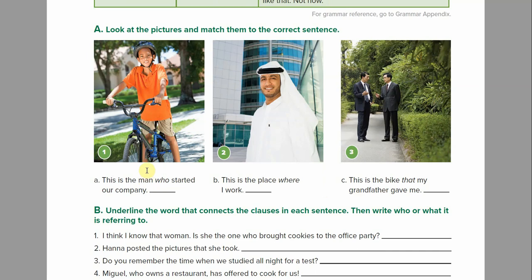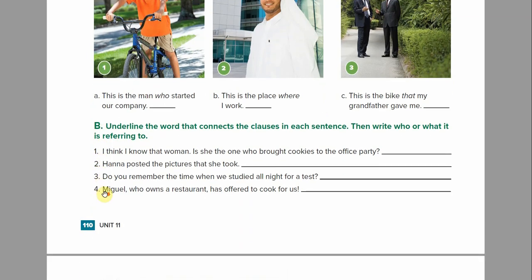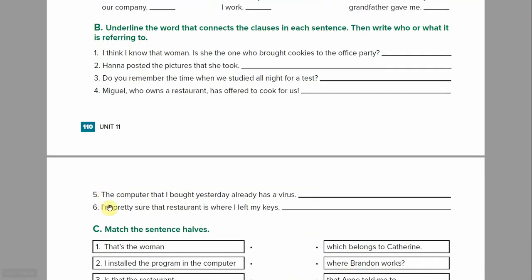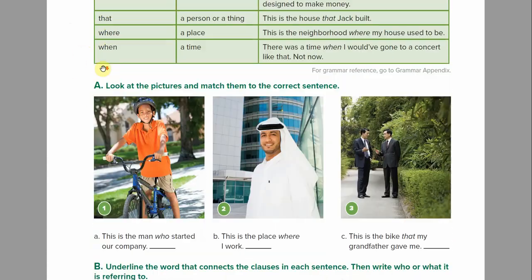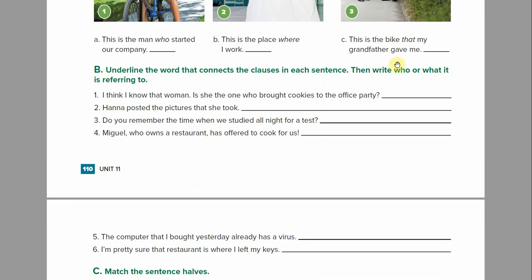All right, very good. Now let's go to exercise B. So remember, exercise B continues on to the next page as well. Underline the word that connects the clauses in each sentence. So we're going to be looking for these words. Then write who or what it is referring to.